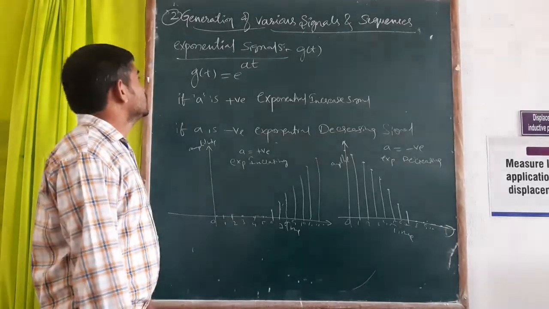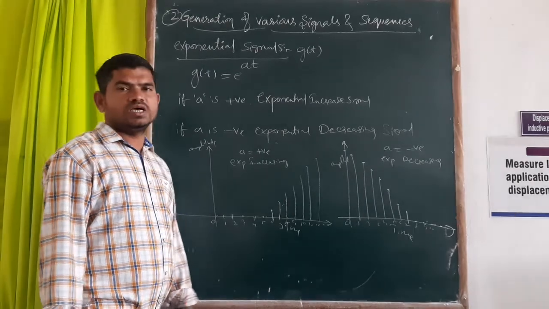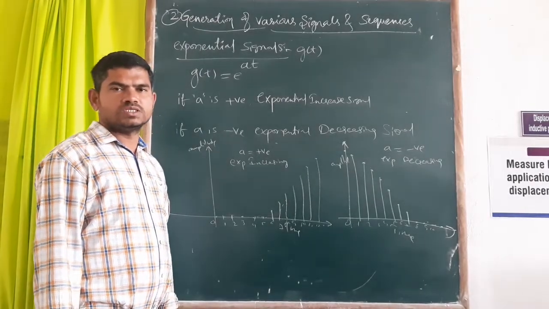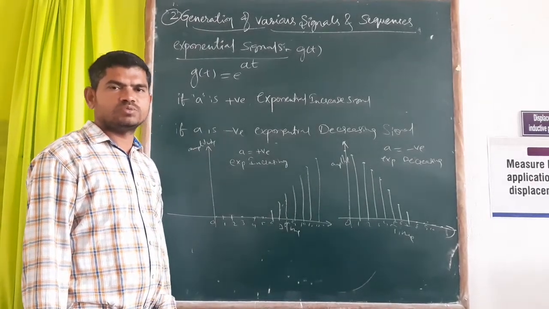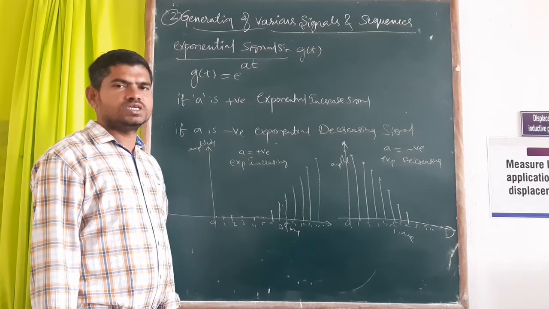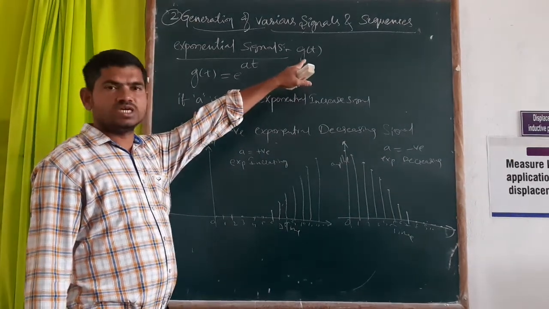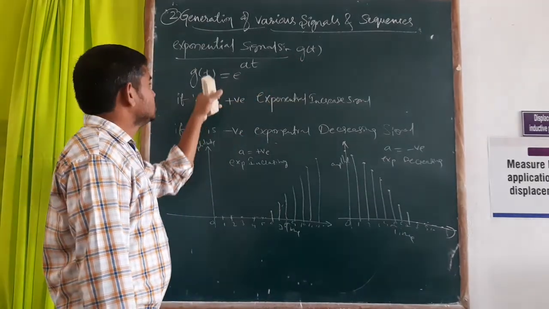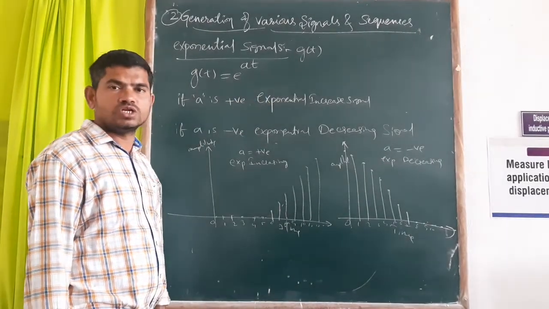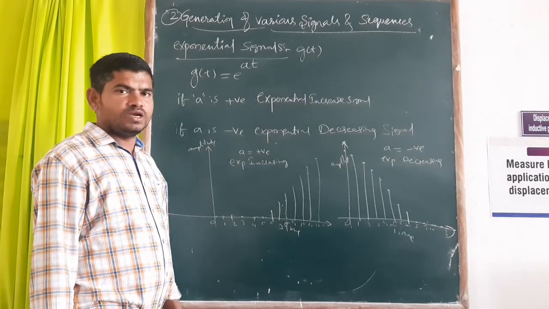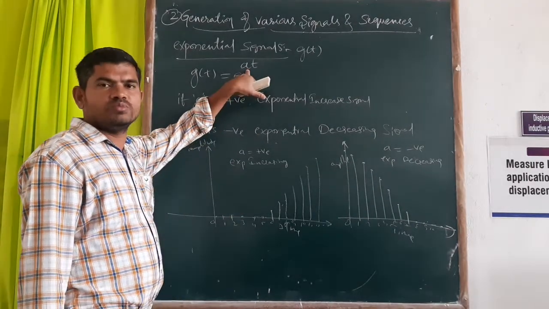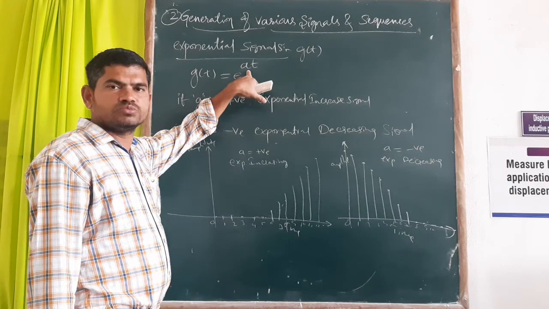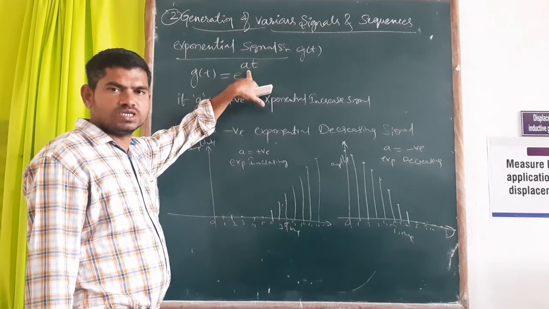The next signal is exponential signals. There are two types of exponential signals: exponential increasing signal and exponential decreasing signal. Exponential signals are denoted by the symbol g of t for continuous, or g of n. The statement is g of t is equal to e to the power of at. Depending on the value of the variable a, we get an exponential increasing or decreasing signal.